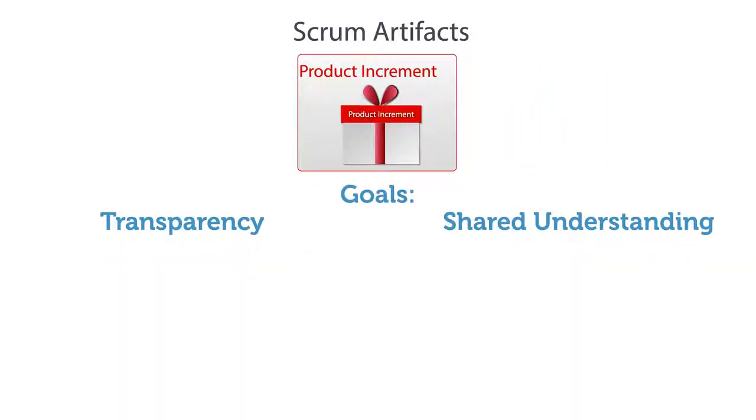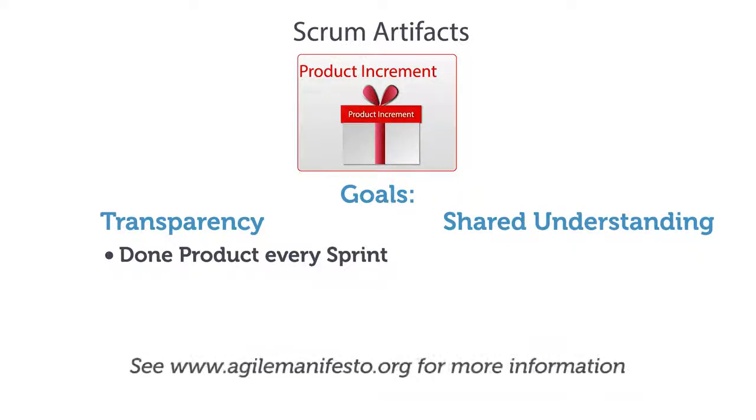The product increment is the sum of all completed product backlog items in a given sprint, plus the value of previous increments. The product increment provides an accurate, transparent picture of the state of the product at the end of each sprint. It helps Scrum teams realize the Agile principle that working software is the primary measure of progress, which can be rephrased as working product is the primary measure of progress for non-software uses of Scrum.